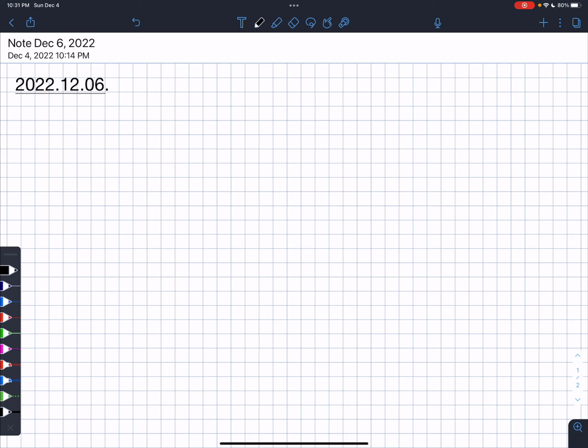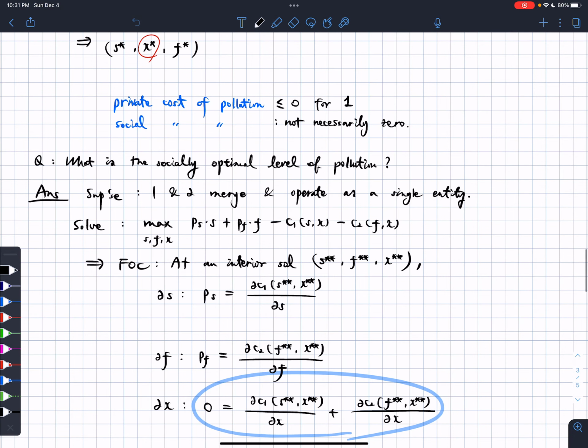Hello, everyone. Today, we're going to continue our discussion of production externality. In the previous class, we stopped in the middle of interpreting the first order condition. So, we'll get back to it and then move on to a new chapter, which is about public goods. Okay, so let's go to the notes from the previous class.